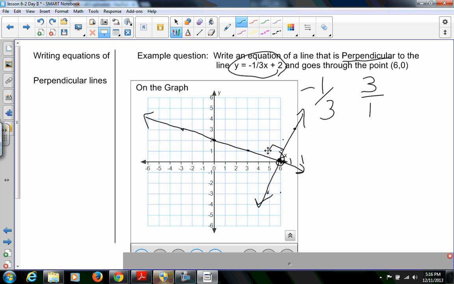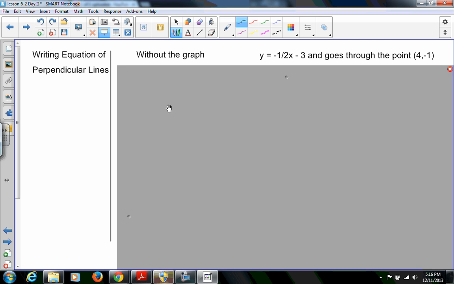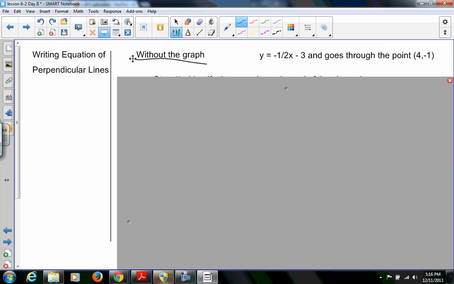And you can kind of see, I know it's not awesome, but that's a perpendicular line. Okay, so on the graph, really it's kind of easy. You graph the line, find your point, find the opposite reciprocal, and then graph the next line. Okay, all right, now what if it's without the graph? We're going to have steps that'll tell you how to do this without a graph.